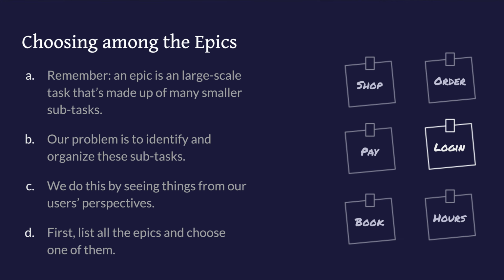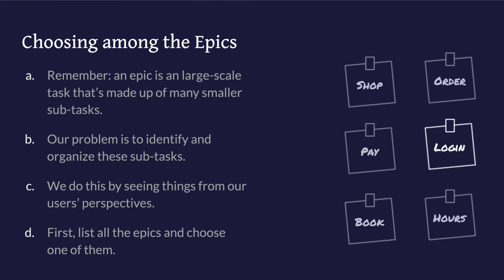Remember, an epic is a large-scale task that's made up of many smaller subtasks. As you can see on the right-hand side, we have a series of epics. Say this is for an app that allows users to order from a restaurant or book reservations. And you can see they've got a series of epics on the right.